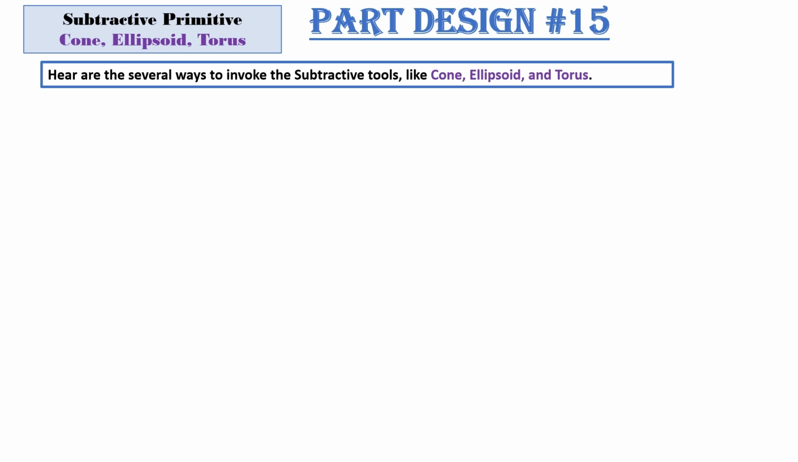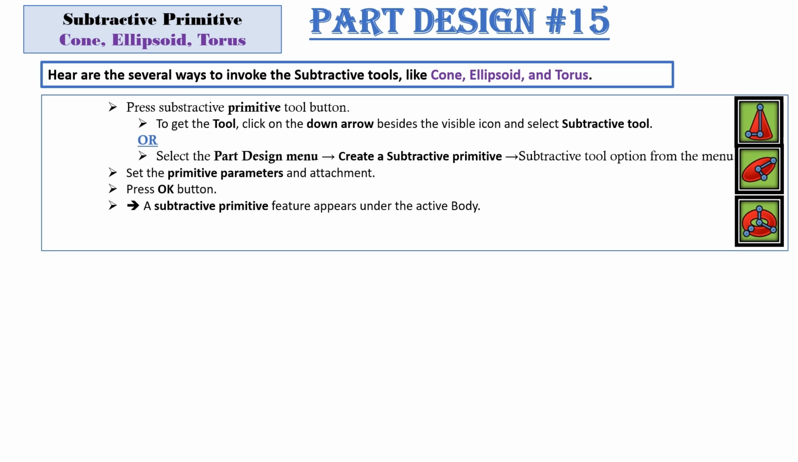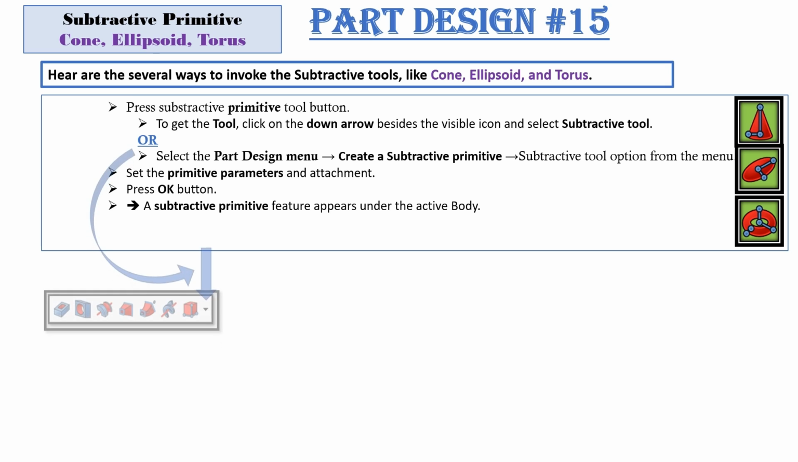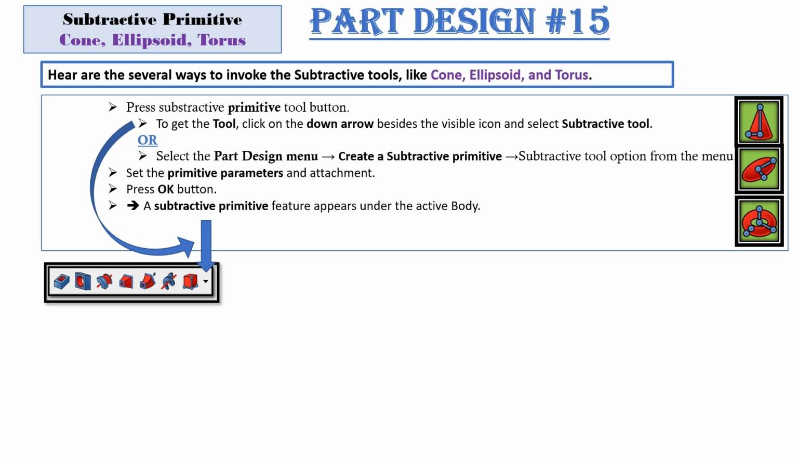On this slide, you find the several ways to invoke these subtractive tools and the steps to create the subtractive primitives. The first option to invoke the subtractive tool is clicking on the down arrow beside the visible icon and then select the one you want.